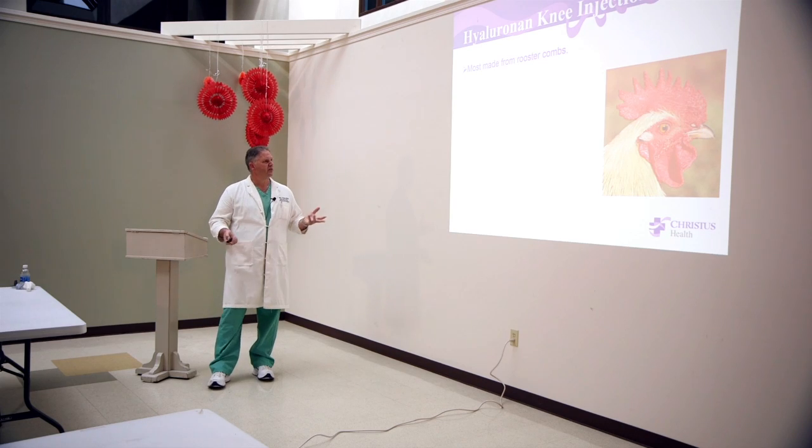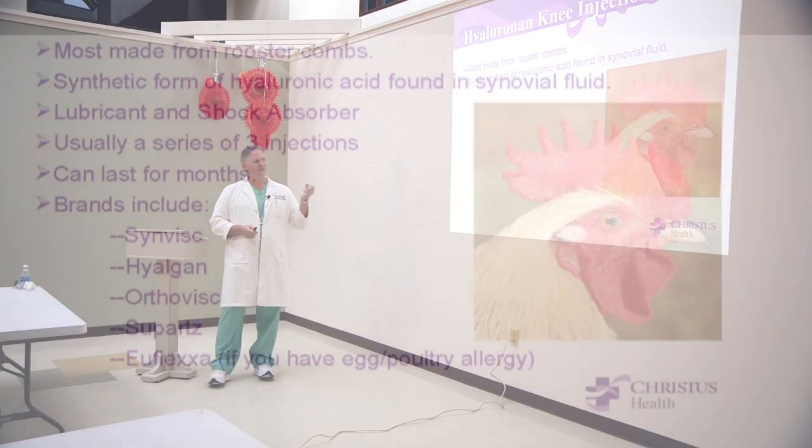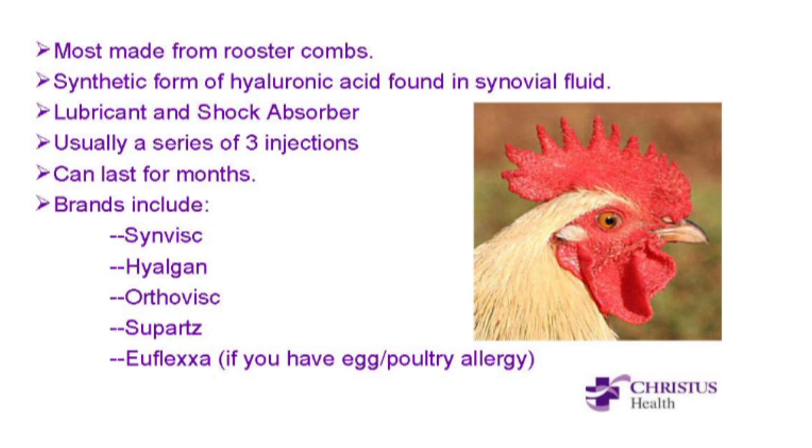It's made from rooster combs. Remember I talked about the synovial fluid? It's got that viscoelastic quality. It's got that shock absorbent, lubricating quality, which we lose a little bit as we get older. This is a synthetic form of that to replenish, restore that. Most of them are made from rooster combs. They have one that's not. Again, it's a synthetic form of that acid that's found in that synovial fluid, okay? Lubricant and a shock absorber.